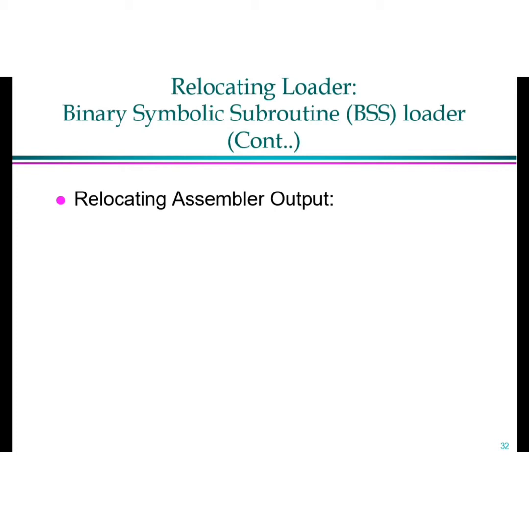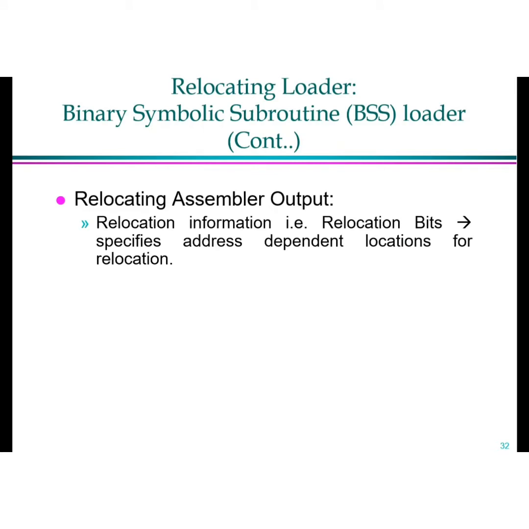Your assembler generates the output for your relocating loader. As I said, it provides relocation information in the form of bits. 2 bits are used. I'm not talking bytes. It is 2-bit information, and these 2 bits help us adjust all the address dependent constants. In this instruction, where relocation is required and where not, that info is given by relocation bits. So each instruction of your program will be associated with relocation bits. 2 bits will be allocated for each instruction.